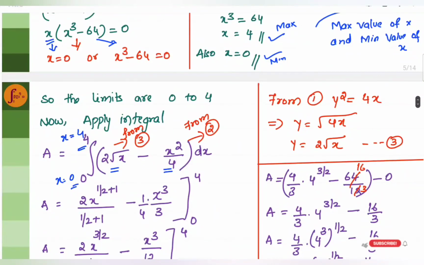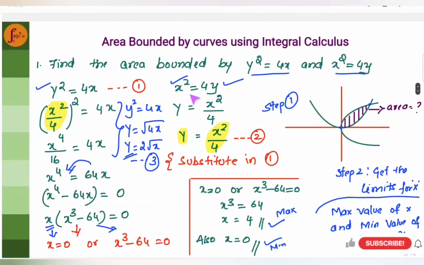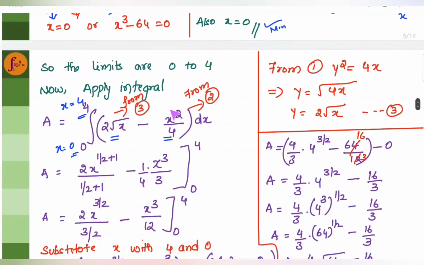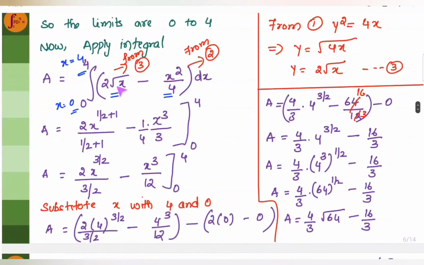And the second function should be coming from the second curve or second parabola, which is x square is equal to 4y. Now we want it in terms of x only. y shouldn't be there. So we'll put x square by 4, right? So we have the two functions for the parabolas put here. Then we will have to integrate this with respect to x, right? So now we'll take the first function, which is 2 root x.